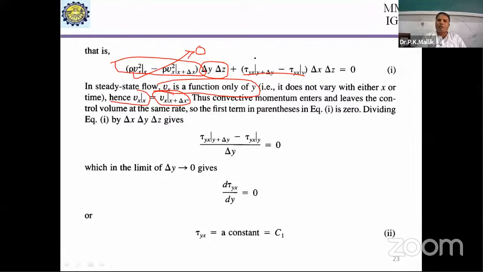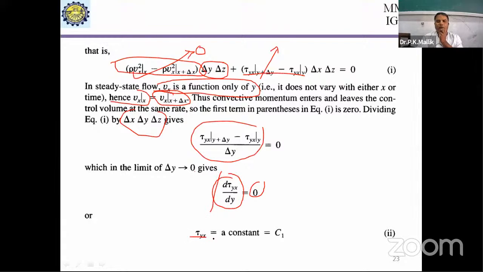So the only remaining term is viscous momentum. This viscous momentum you can rewrite here, divided by the control volume. So you can rewrite in this form. Okay. So again you can use the limiting conditions, the differential equation and limit. So delta y tends to 0. So this will give d tau yx by dy is equal to 0. Then if you integrate this equation, you will get tau yx as a constant, C1.